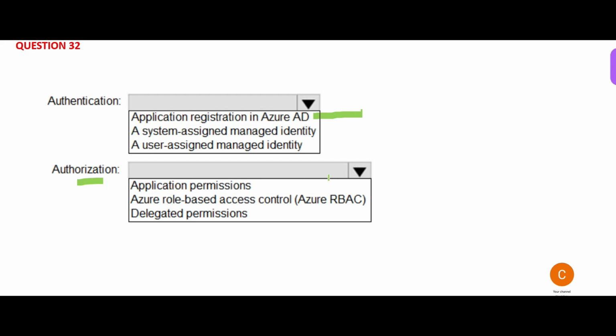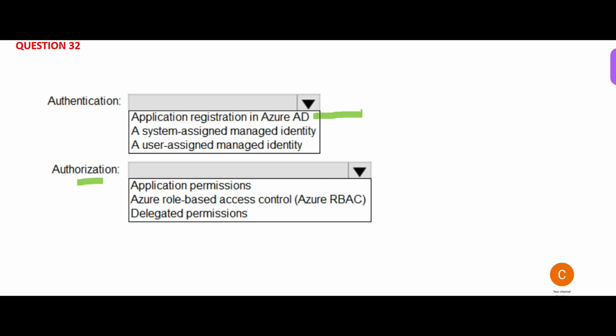See, authentication means, can I get inside the system or not? And authorization means, okay, I got inside the system. Now what can I access? Can I access Azure VM? Can I access Power BI? Can I create reports? That is authorization.